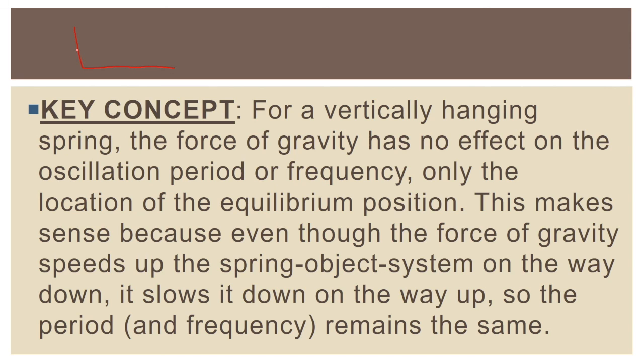For a horizontal spring, the equilibrium position is going to be wherever the spring force equals zero. For a vertically hanging spring, the equilibrium position is not going to be where the spring force is zero. It's just going to be where the spring force is equal to the force of gravity. And that's it for today.